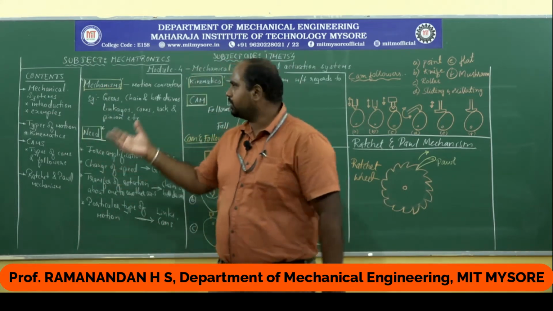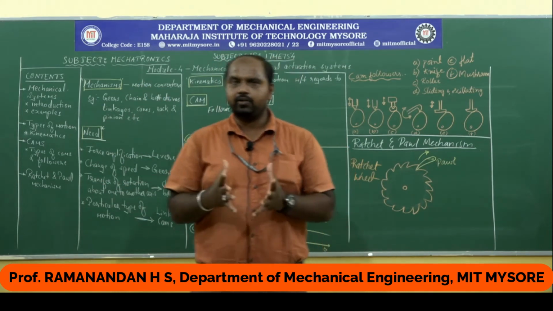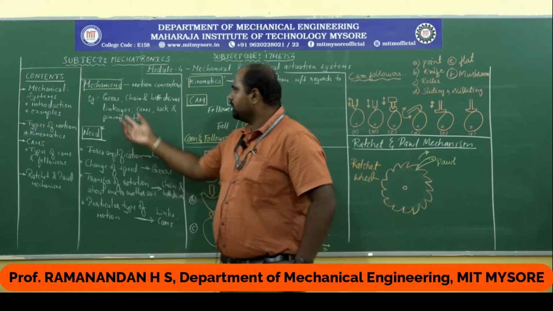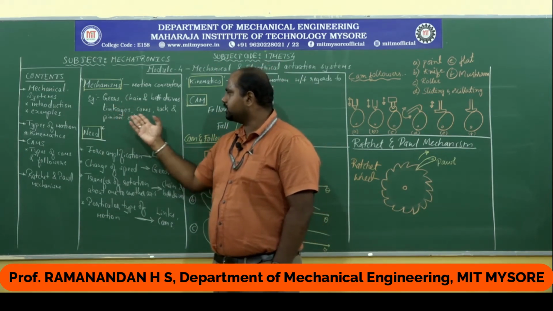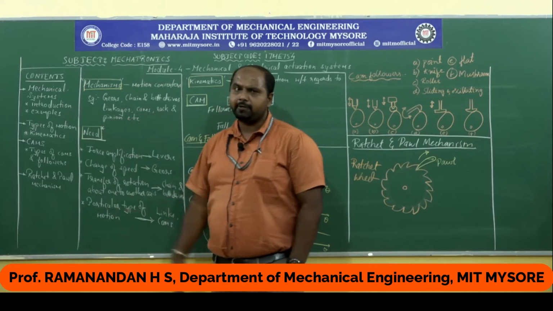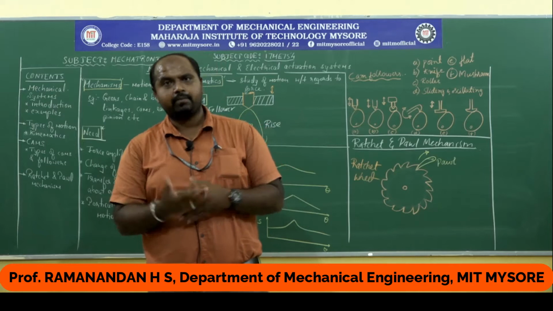So usually they are called motion converters. If I tell you some of the examples, you will get to know: gears, chain and belt drives, linkages, cams, rack and pinion, ratchet and pawl. There are plenty of mechanisms.